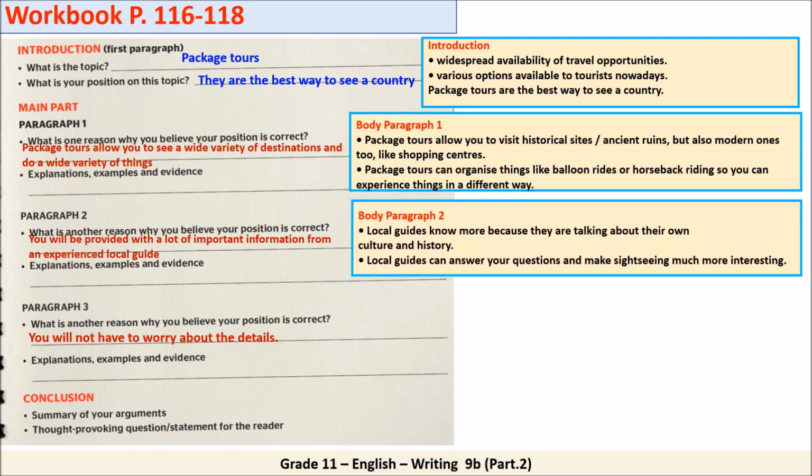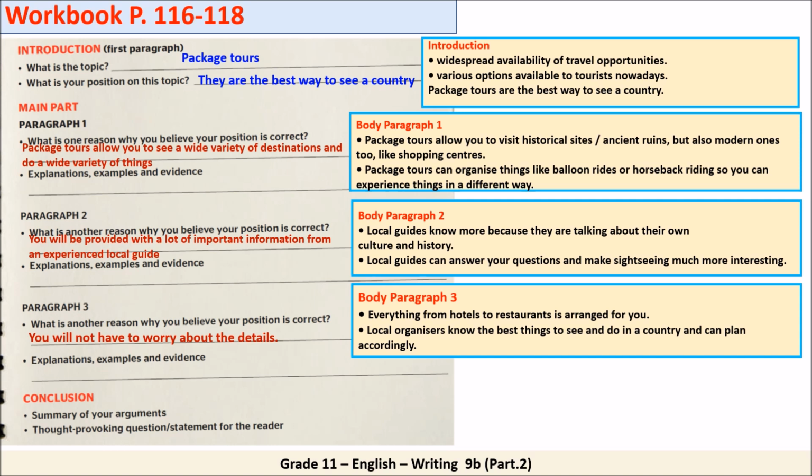In body paragraph 2, you can speak about how local guides know more because they are talking about their own culture and history and country, and how local guides can answer your questions and make sightseeing much more interesting. In body paragraph 3, you will speak about how everything is organized, how everything is arranged for you, from hotels to restaurants, and how local organizers know the best things to see and do in a country and can plan things accordingly.